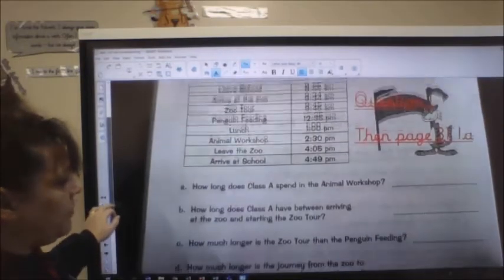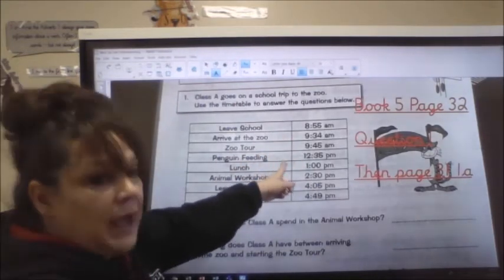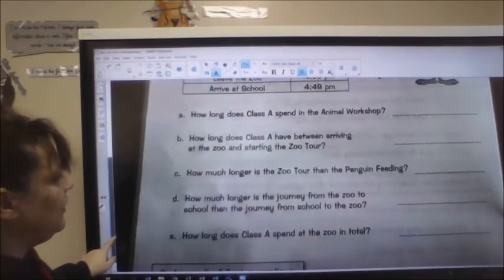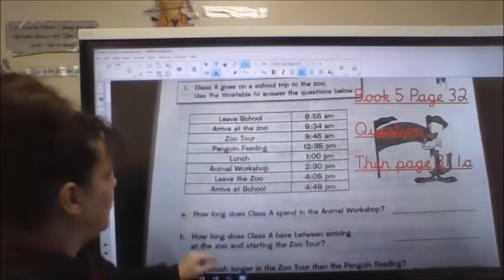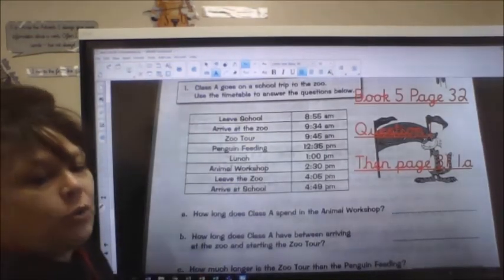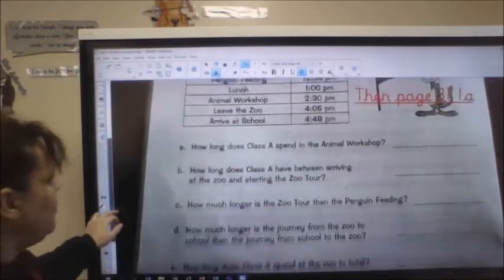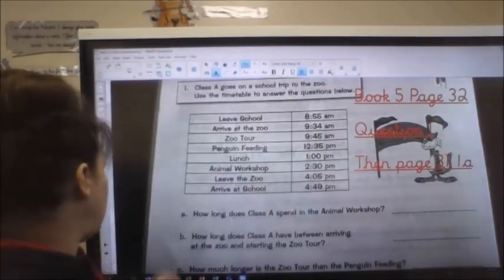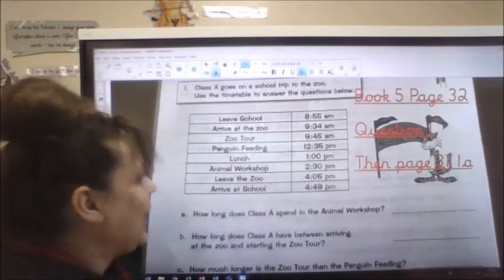Then you've got how much longer is the zoo tour than the penguin feeding. So you've got to calculate how long you are on the zoo tour for, how long you're doing the penguin feeding for, and work out the difference between those two times. Then how much longer is the journey from the zoo to school than the journey from the school to zoo? So leave school, arrive at zoo. How long is that? Leave the zoo, arrive at school. How long is that? Calculate the difference between the two. And again, use the number line that I've been showing you how to do today. And then how long does class A spend at the zoo in total? I'm not going to say anything about that because I'm going to see if you spot something. It asks you how long they spend at the zoo. Read the question really carefully. That's all I'm saying on that one.